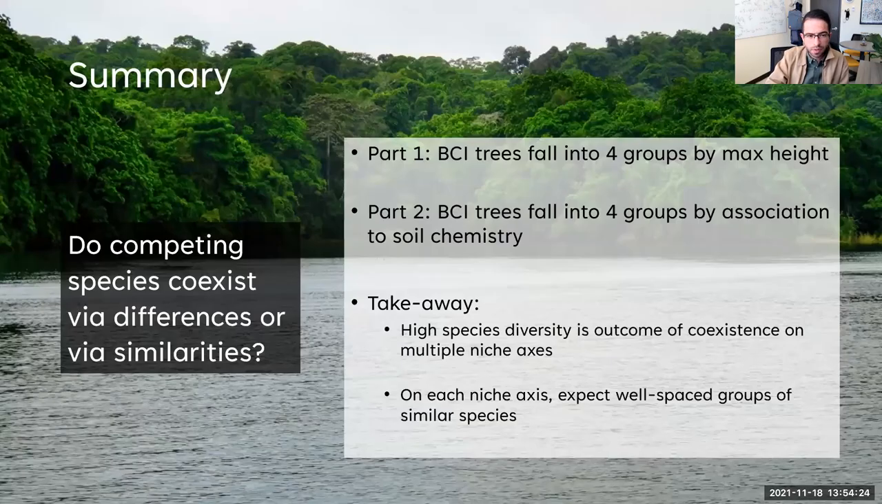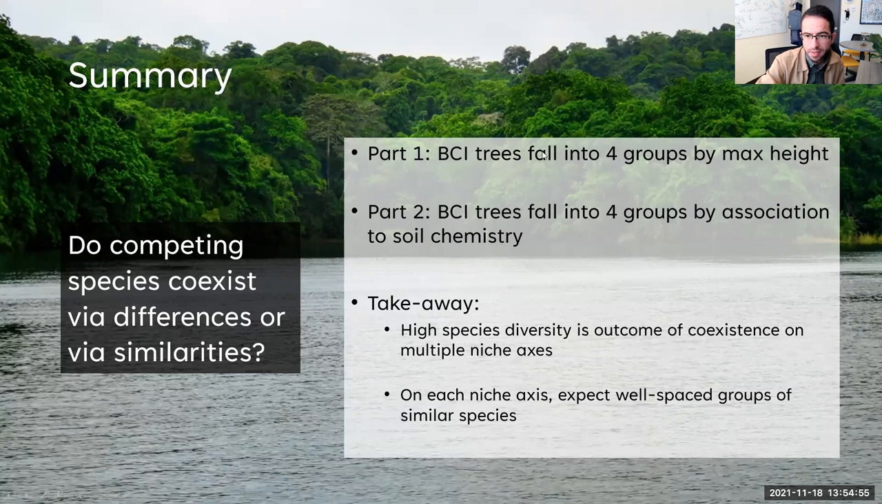So just to summarize and actually get into that point. I open with a question: do competing species coexist through differences or similarities? And what we found through parts one and two is that it's a combination of both, right? So species fall into groups. The groups are separated, but inside the groups, the species are actually mutually similar. In part one, we saw that in terms of max height. In part two, we saw that in terms of life history strategies and association to soil chemistry. And the takeaway, to repeat myself, is high species diversity.